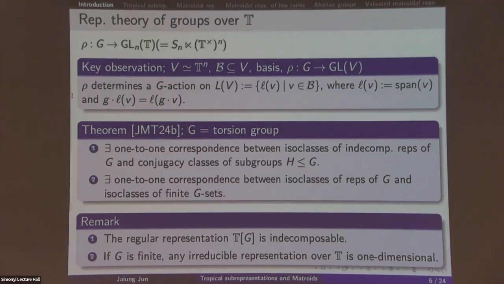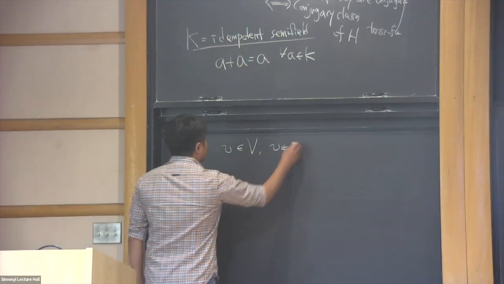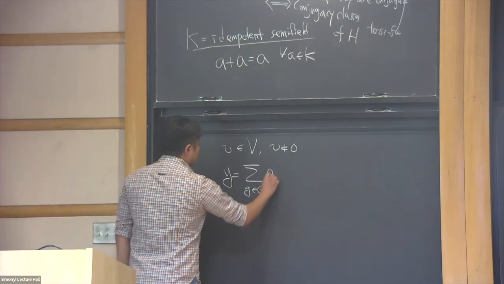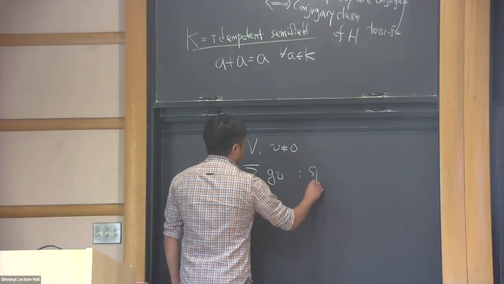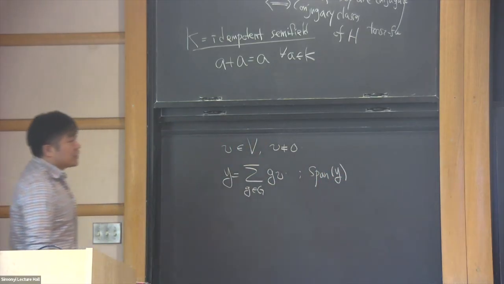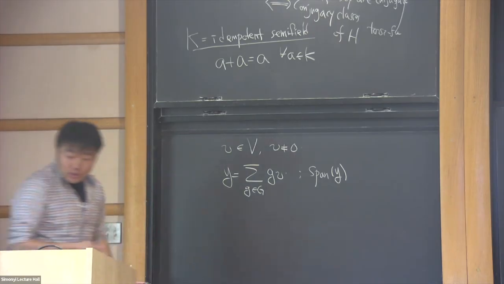And if G is finite, then any irreducible representation is just one-dimensional. This can be easily proved: you choose v which is not equal to 0, and you look at the G-invariant element, then the span of it is going to be a subrepresentation of V. But if V is irreducible, then it should be this. So it's one-dimensional.